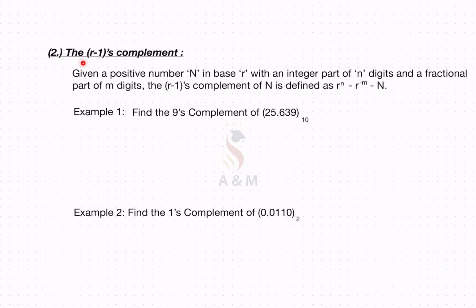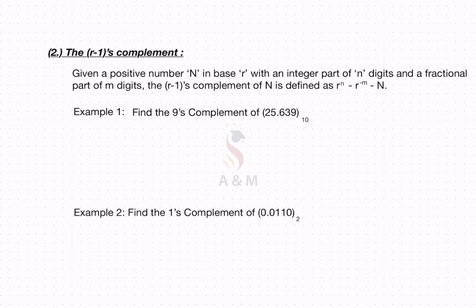Second one, the R minus 1's complement. Given a positive number N in base R with an integer part of n digits and a fractional part of m digits, the R minus 1's complement of N is defined as R to the power n minus R to the power minus m minus N.